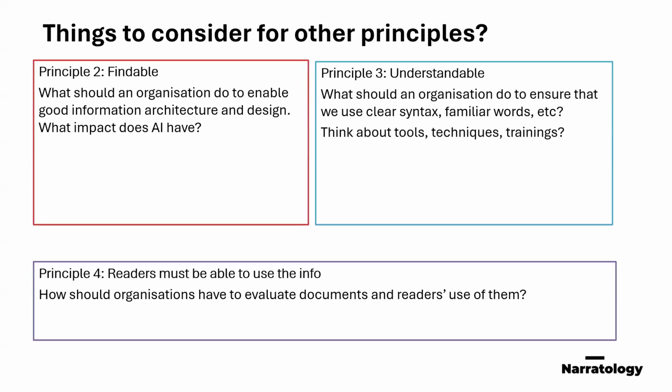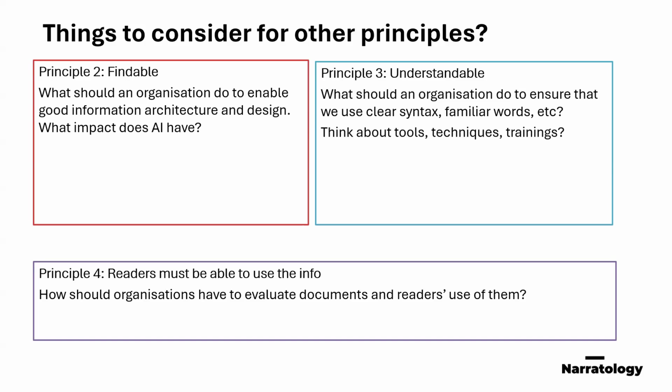We look at, is the content findable? And here, when you go into the standard, you'll see what it says about information architecture, about layering and so on. But from the organizational point of view, I think you'd have to ask yourself, what should an organization do to enable good information architecture and design? What impact does AI have if you know your reader is actually going to be accessing that information through a large language model? What impact will that have on the way you think about findability?